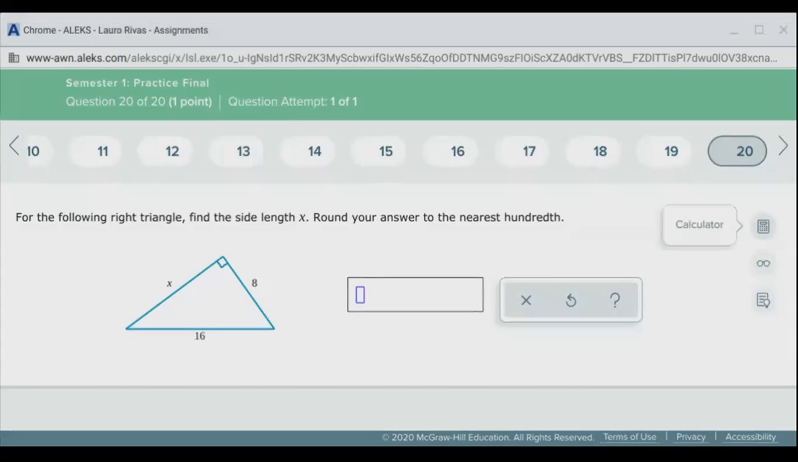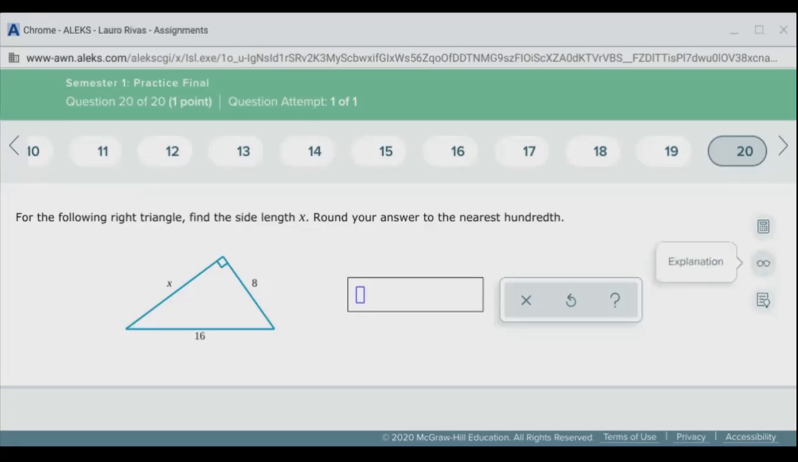I have a calculator that I can use. I can ask for an explanation and they explain to me how to do it, and I can do an example. So this one you can use a calculator. These two are very, very similar.